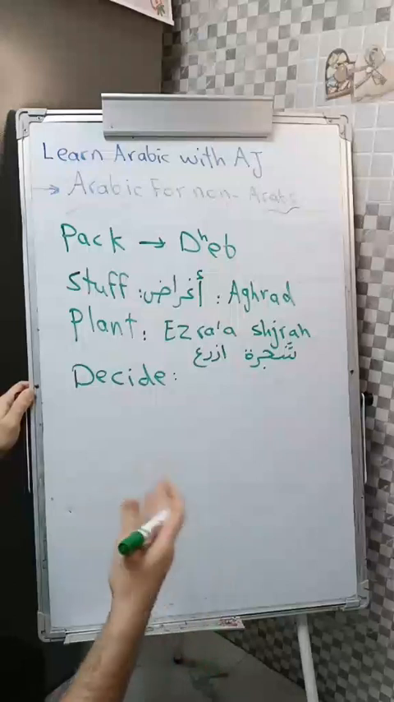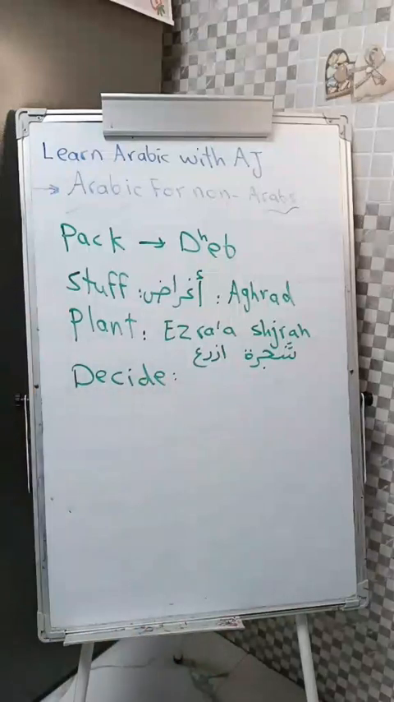And it depends on what you want to plant now. بدي ازرع I want to plant strawberries here in the garden. بدي ازرع for example طماطم. I want to plant tomatoes. بدي ازرع خيار. I want to plant cucumber, etc.